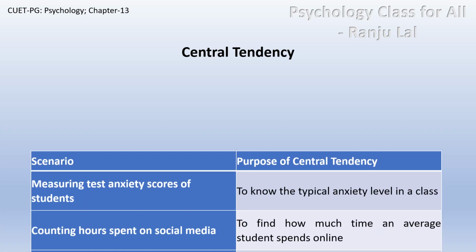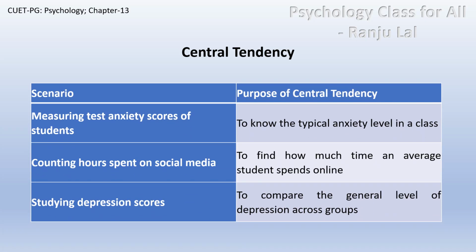Imagine we ask 10 people how many hours they sleep every night. The answer will vary. Some will say 4 hours, some will say 6 hours, some may say 9 hours, but we want to get a general idea of the typical amount of sleep. Here, the typical or average value is what we call a measure of central tendency. It gives a central point of the data.